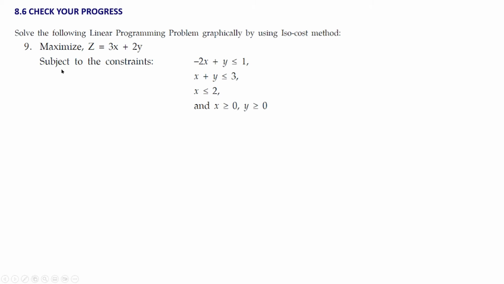Moving on to the next question. Again, this question also we have to solve using isocost method. Maximize z is equal to 3x plus 2y subject to the constraints minus 2x plus y less than or equal to 1, x plus y less than or equal to 3, x less than or equal to 2, and x greater than or equal to 0, y greater than or equal to 0. So let us proceed to find the feasible region for this, and let us solve this using the isocost or isoprofit method.